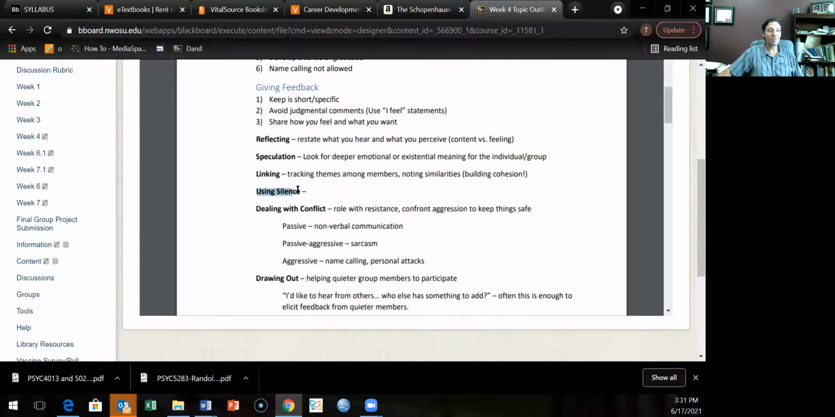Using silence. I'm going to be silent on my response. I've talked about that a lot. Using silence is powerful. If you're silent, people are thinking. If you're talking, you're not allowing people to think. As a group leader, less is usually more.